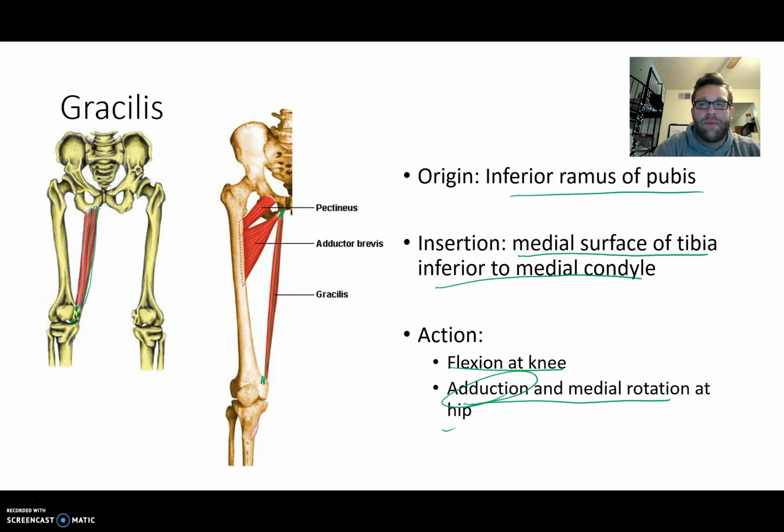Another way I remember it, the gracilis is the thank you muscle. So, thanks for touching my thigh. Again, not appropriate, but there you go. If that helps you remember it, I don't care.